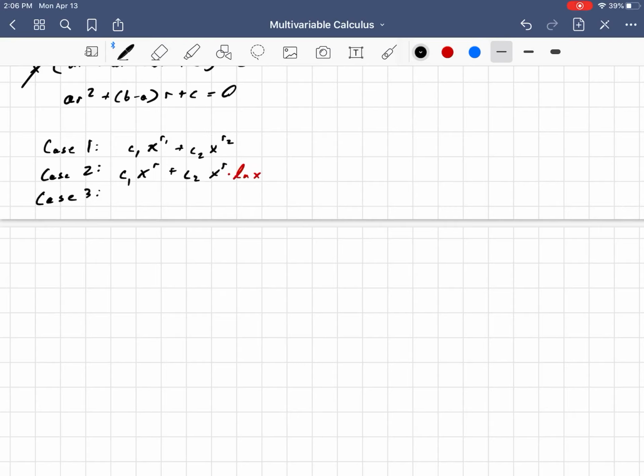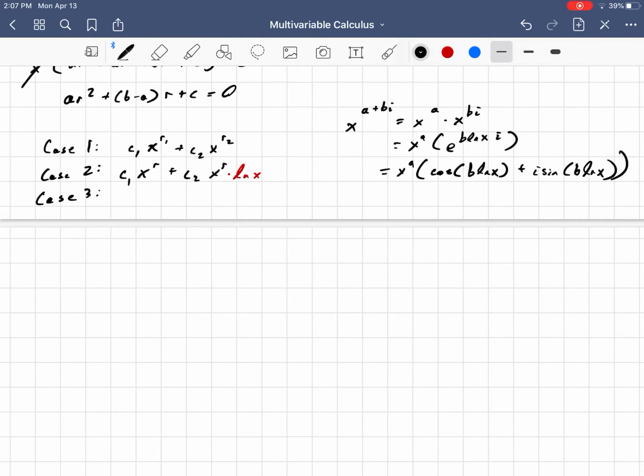Then we have case 3, where we have two complex roots. So if we have two complex roots, then we would have x to the a plus bi and x to the a minus bi. So let's consider that first, x to the a plus bi. That's x to the a times x to the bi, and now I can write x as e to the natural log of x. So that's e to the b ln x i. So that's x to the a times cosine of b ln x plus i times the sine of b ln x. And that's the form that you will build your solution based off of.